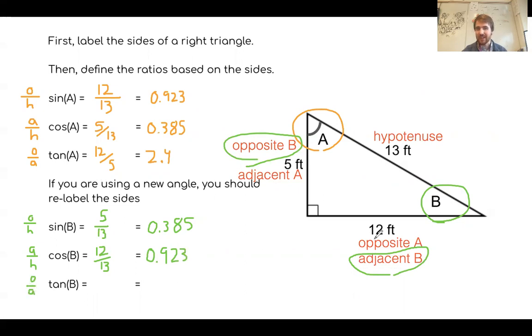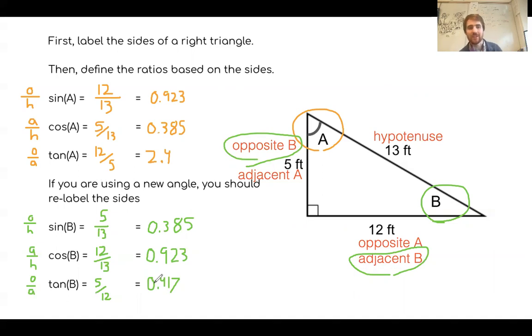And finally, tangent is going to be opposite divided by adjacent. The opposite and adjacent have switched spots. So instead of 12 divided by 5, it's now 5 divided by 12. This one we have not done before. So I've got my calculator. 5 divided by 12 is 0.41667. We'll round it to 0.417.